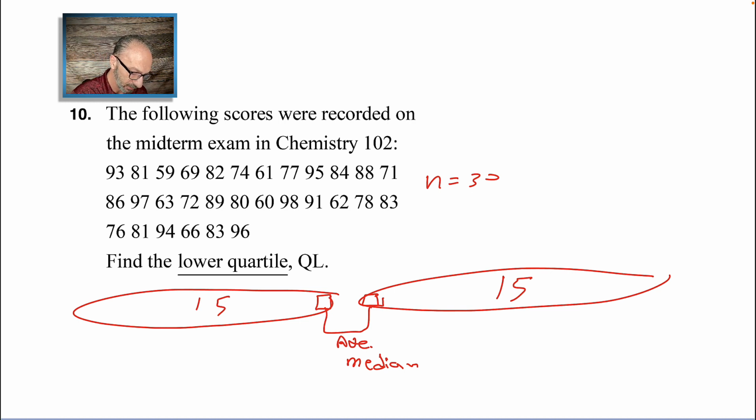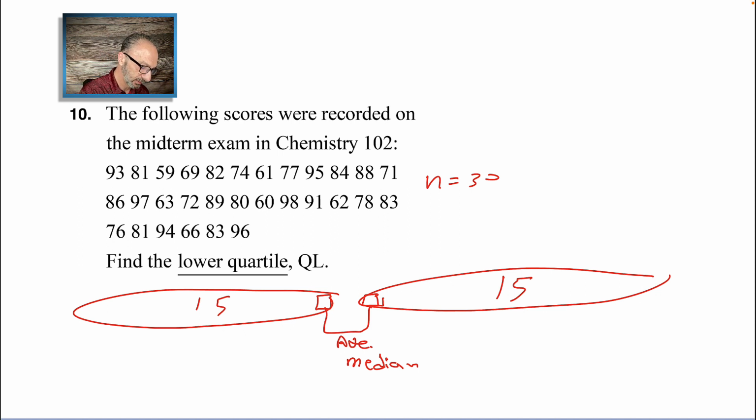The first quartile is the lower one, the second one is the median, and the third quartile is called Q3. So Q1, Q2, Q3. Q2 is the median, and Q3 is the upper quartile. Q, U, sometimes they call it.